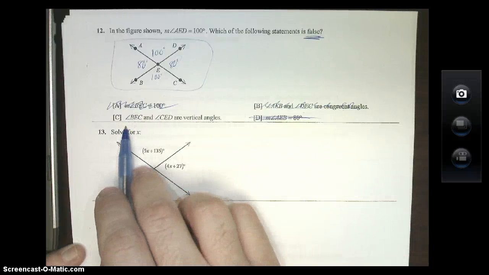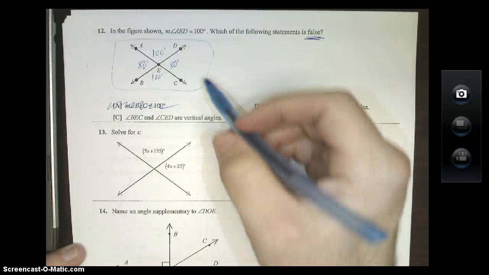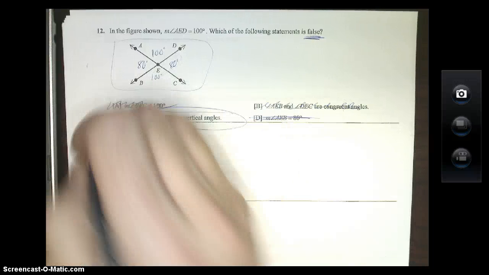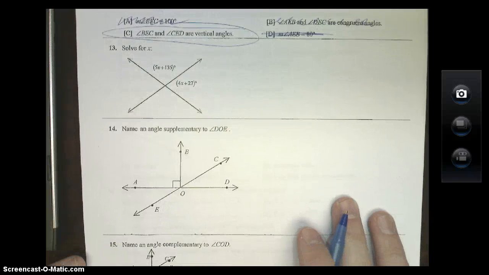Now let's take a look at this last one. BEC and CED. BEC, CED are vertical. Vertical angles are across from each other. Okay, this is not the case. This is false. Got it. Okay. Very good. Number 13, solve for x.